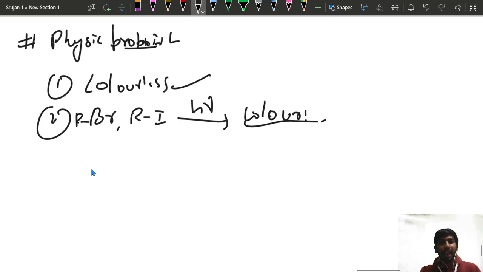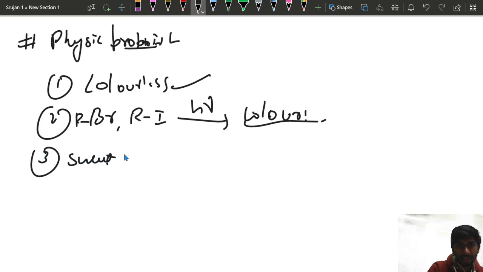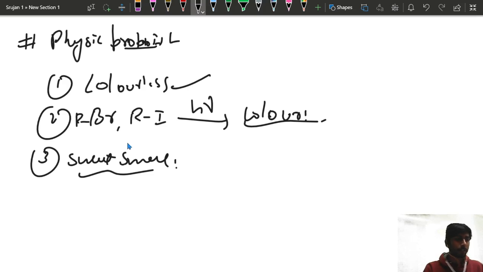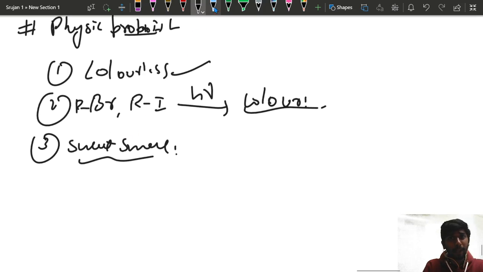Okay, it shows a color, and they have somewhat of a sweet smell. Okay, it has a very sweet smell. Okay, what about the melting and boiling point?